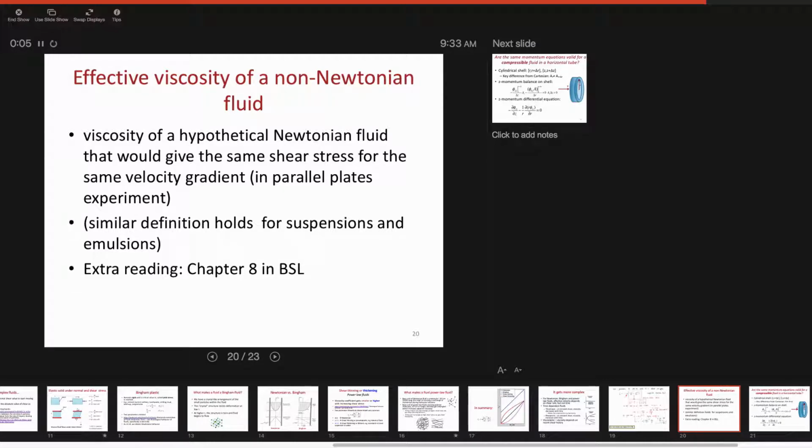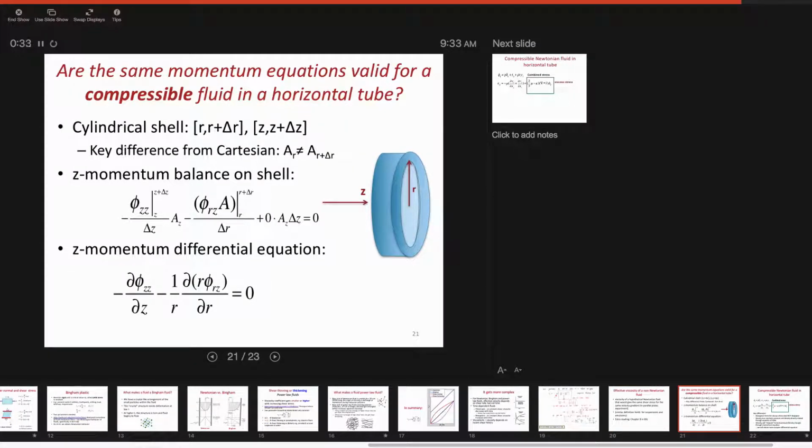So again, this effective viscosity of a non-Newtonian fluid is a hypothetical Newtonian fluid that would effectively give the same shear stress. So basically, I compare things to Newton's law, and I compute what that effective viscosity would be. And I could do this for any kind of complex fluid. We will typically just talk about effective viscosity. Now, what happens if I actually have a compressible situation? We're going to start working on that, and then we're going to finish next time.